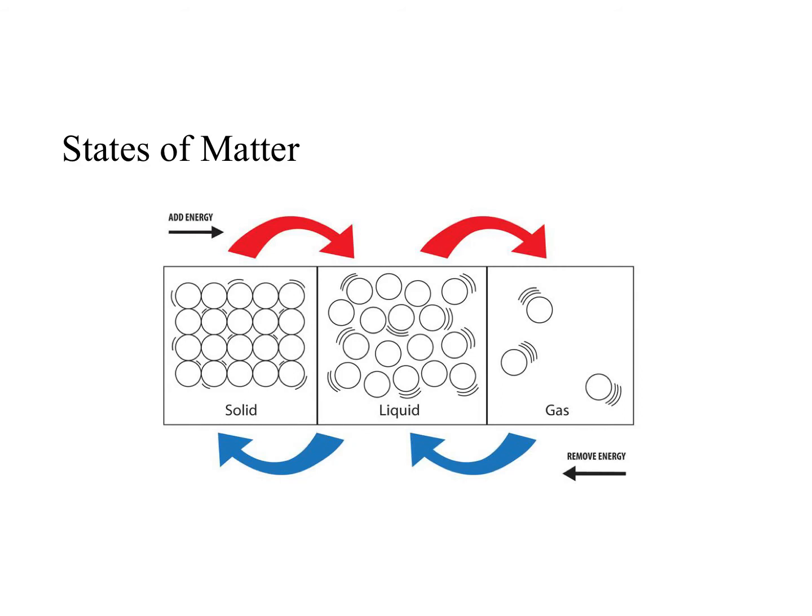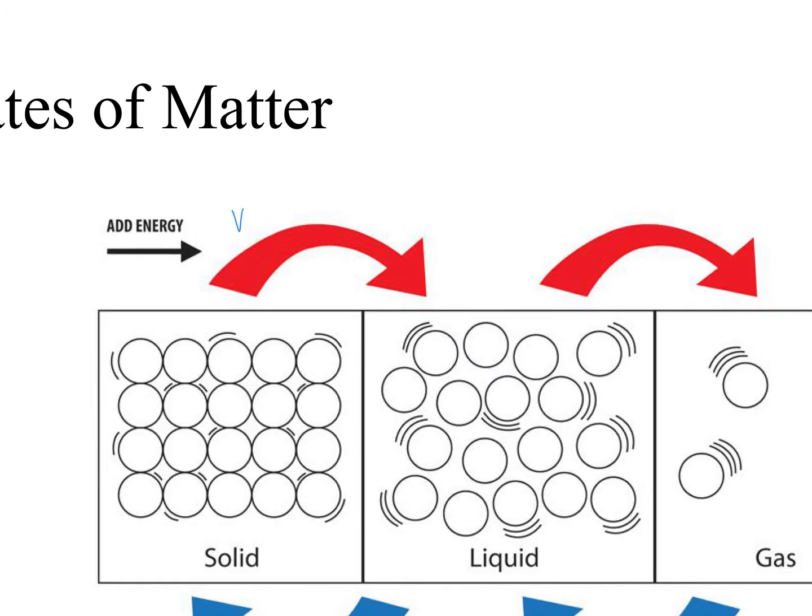So before we look at that graph, let's just recap what happens when we heat solids. So if we start off with solid particles here, all the particles are kind of in a fixed position. They can vibrate around, but they're not going to be able to flow around each other. As we heat them up, we're adding energy. We call that process melting when a solid turns to a liquid.